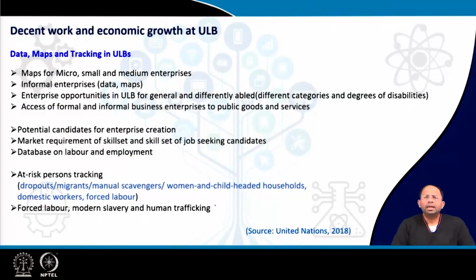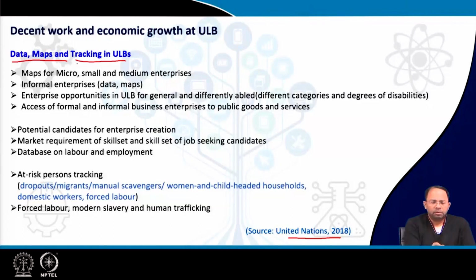Now, how do I really bring these targets or these ideals to the ULB's level to make sure that actually we do something so that we see changes in the ground? So, to do that, we have to create certain kinds of databases, we have to create certain kinds of maps, and then we have to track what is happening in the ULBs for these particular aspects. So some of this, what we can do, is listed in the United Nations 2018 report. So we have also listed that over here.